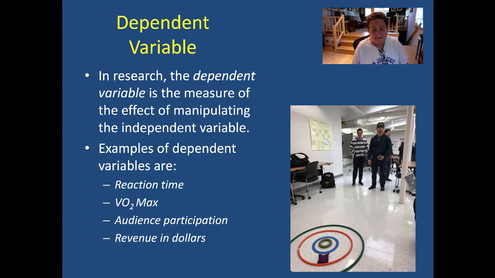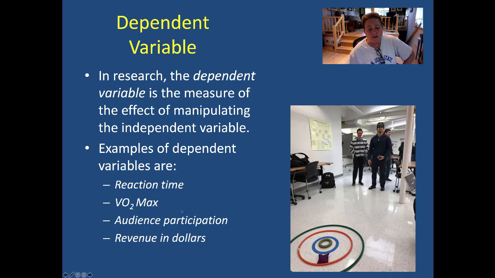Some other examples of dependent variables might be reaction time. I might also measure VO2 max. I could measure in sport management how much the audience participates in my activities. In other words, when they start throwing t-shirts, how much does the audience actually get involved? Is it a good thing to do? Do they enjoy it? Do they like it? Will they come back for more? And also measuring revenue in dollars in a fitness center or in your own gym. Is it worth maintaining the gym? These are all great measures of the effect.